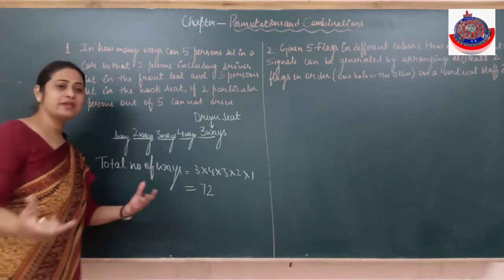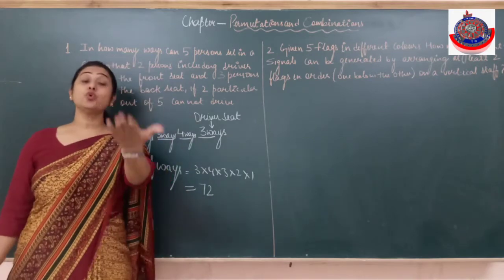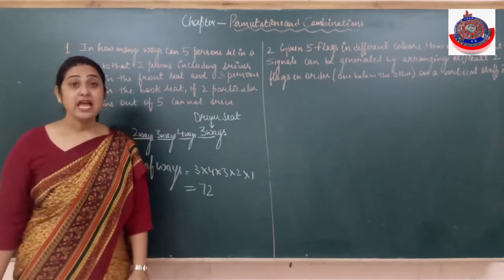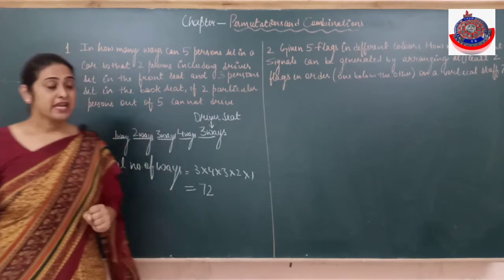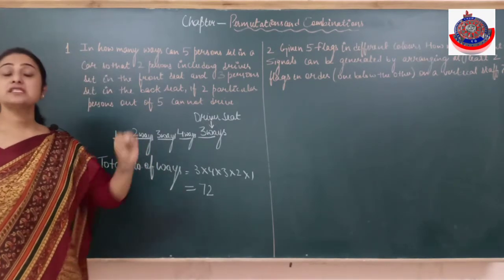Otherwise, you arrange only one way. But I have 72 ways in which these 5 people can be arranged, and that also with restriction. Is it clear to everyone? So this is how we solve.